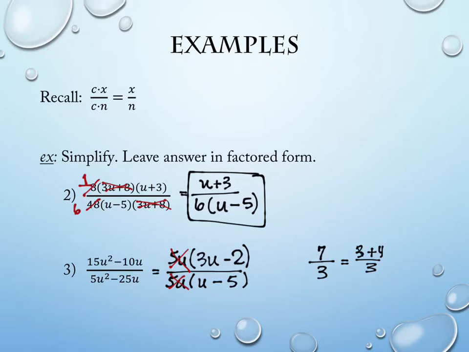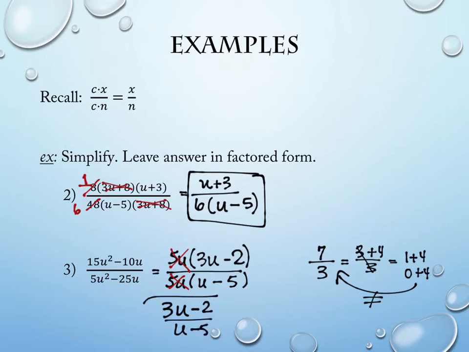And if I tried and did something like this, I'd end up with either, depending on your perspective, 1 plus 4 or 0 plus 4, and neither of those is equal to 7 over 3. So you can't cancel pieces out if there's addition and subtraction. You can only cancel it if the entire factoring matches. So on the one we just did, our answer ends up being 3u minus 2 over u minus 5. Is that okay?